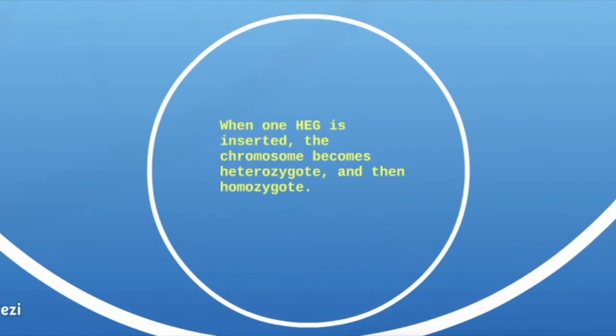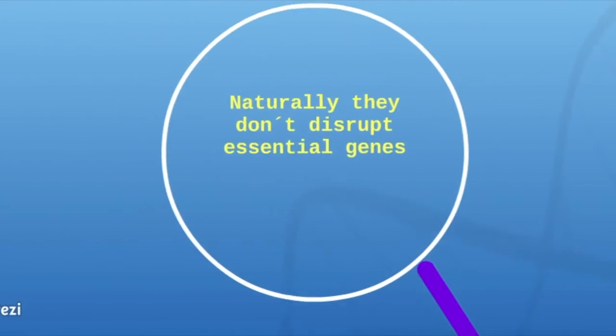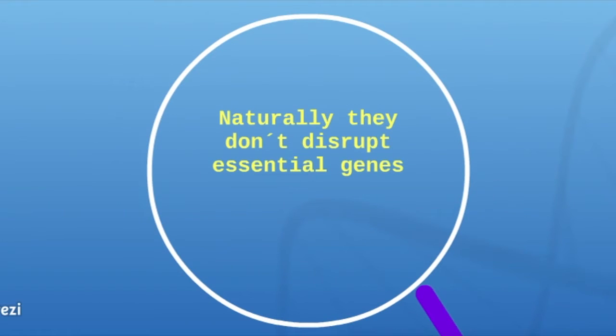When this gene is inserted, the chromosome from which it comes is broken, called HEG-. It will be repaired by the cell's recombinational repair system, which uses the intact HEG homologue as a template. After that, we will have a homozygote. In the wild, they don't disrupt essential genes because they are associated with self-splicing group 1 introns or inteins, but that is not the case of engineered ones.